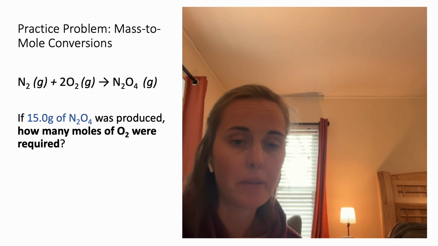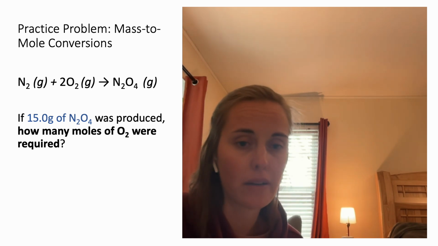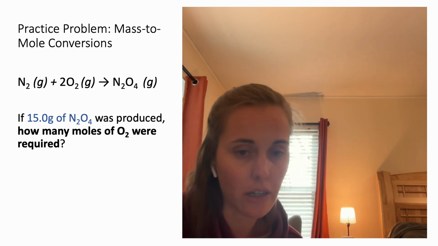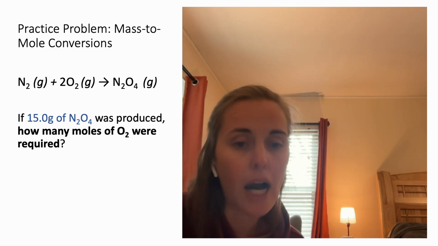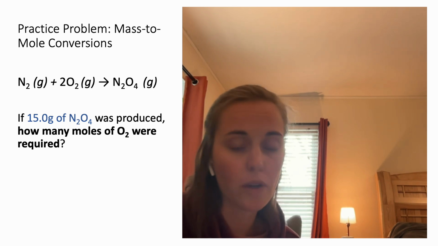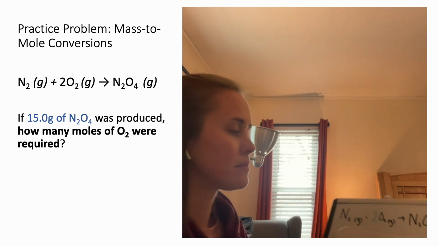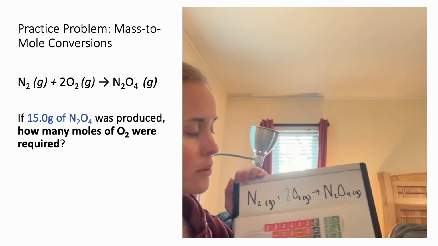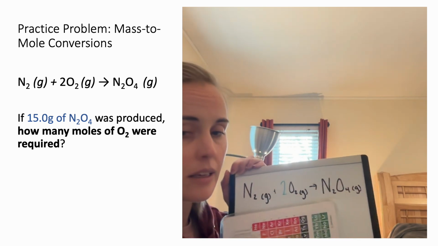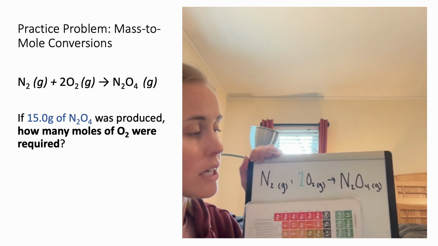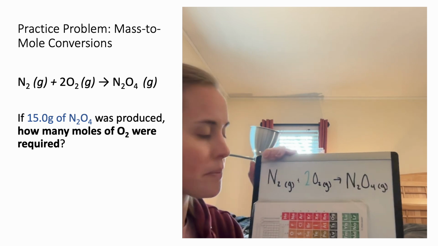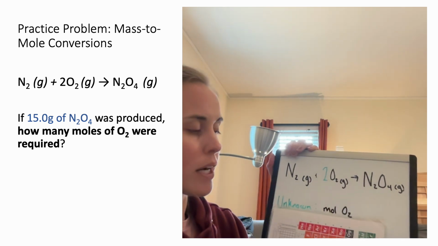This practice problem is going to be mass to mole conversions. So if 15.0 grams of dinitrogen tetroxide was produced, how many moles of oxygen were required? So we're going to start out by writing our equation. You need to write out your equation, because the coefficients of your balanced equation are going to tell you your mole ratios, which you'll need. So we write out our unknown.